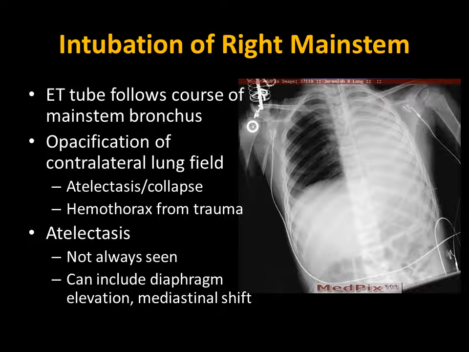In a right mainstem bronchus intubation, the ET tube will follow the course of the right mainstem, and we may see opacification of the contralateral lung field. That's due to atelectasis most likely, although in a case such as this, you'd have to be concerned for hemothorax due to trauma. In atelectasis, although not always seen, it can be seen in a mainstem bronchus intubation. It's due to collapse of the contralateral lung. You may also see elevation of the contralateral diaphragm, and you can see mediastinal shift towards the collapsed lung.